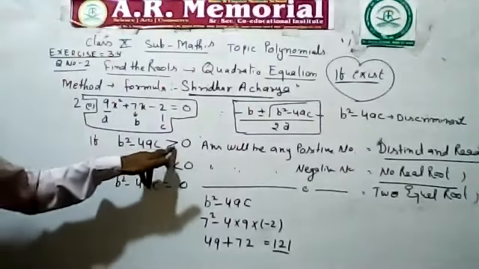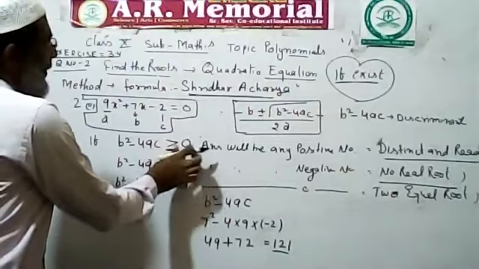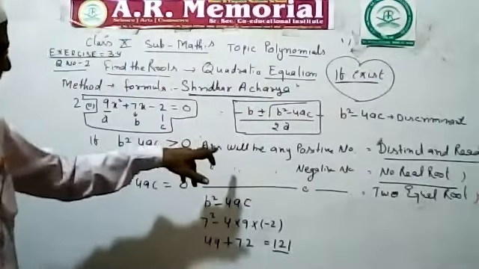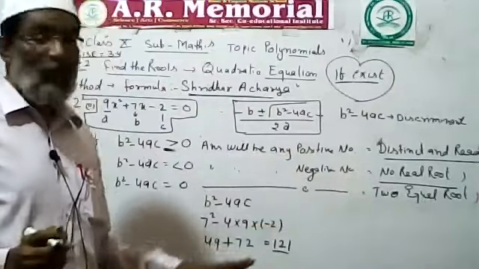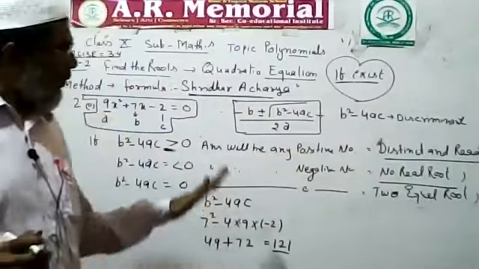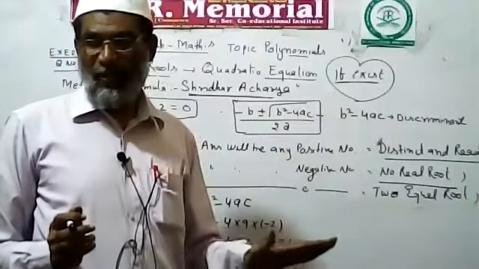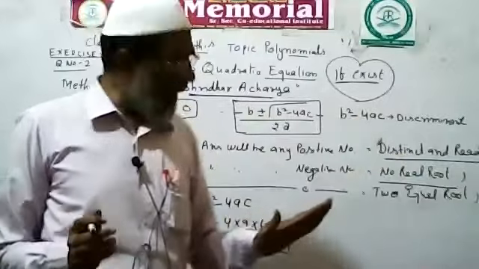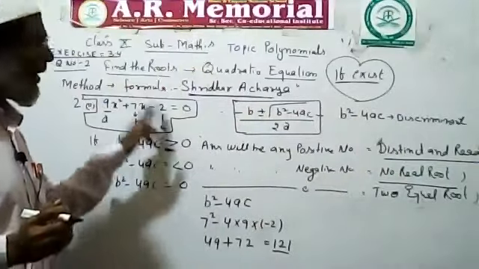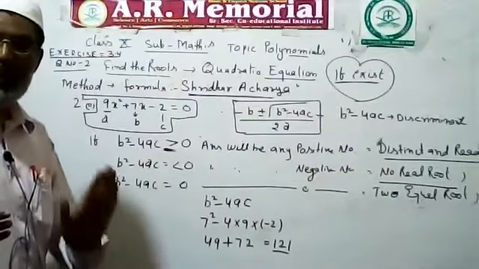Come here again. b square minus 4ac greater than 0. If you understand this sign or you cannot understand, try to learn this. It will be any positive number. 121 is the positive number. So I reached a result: distinct and real roots. So I can put all the values in the Sridharacharya formula. Half of the question is already done.